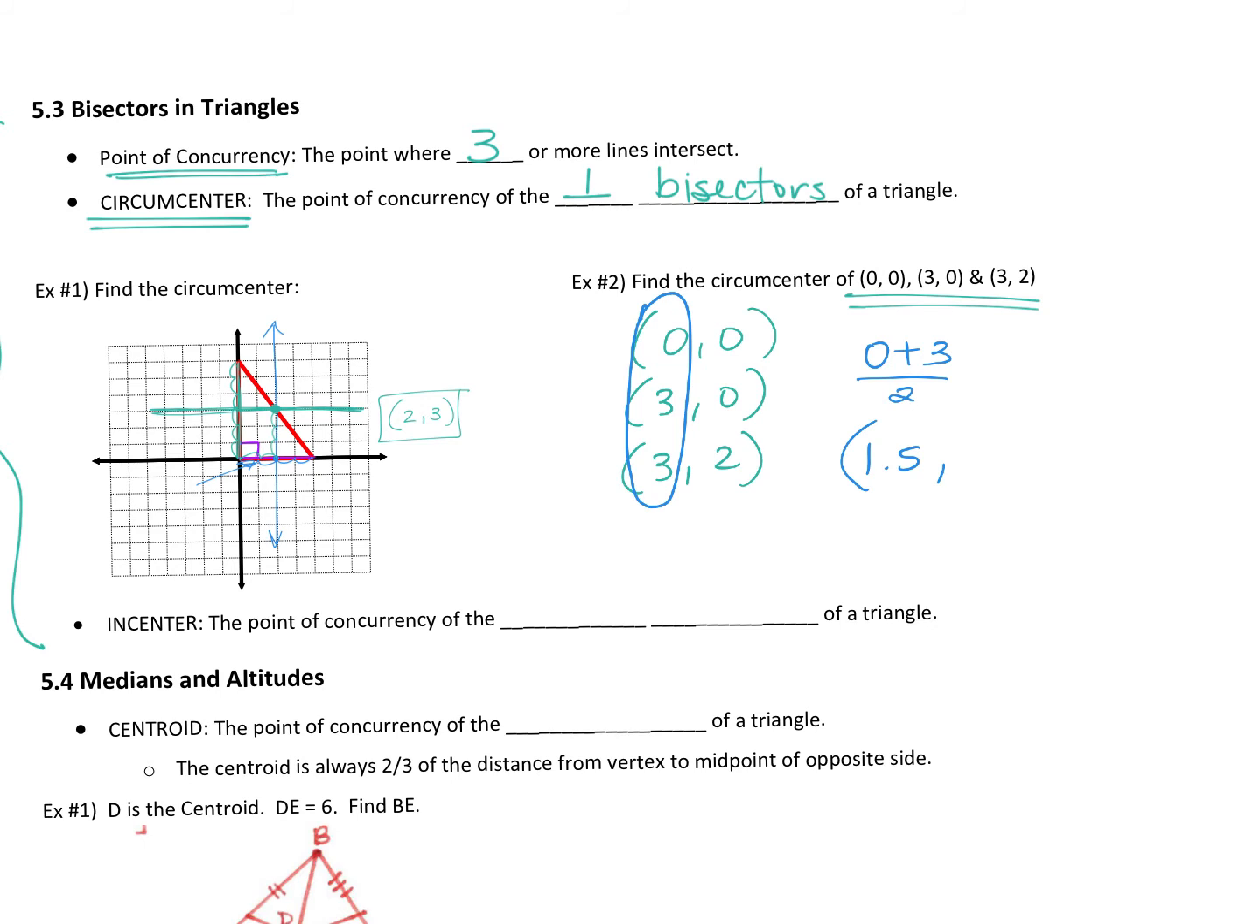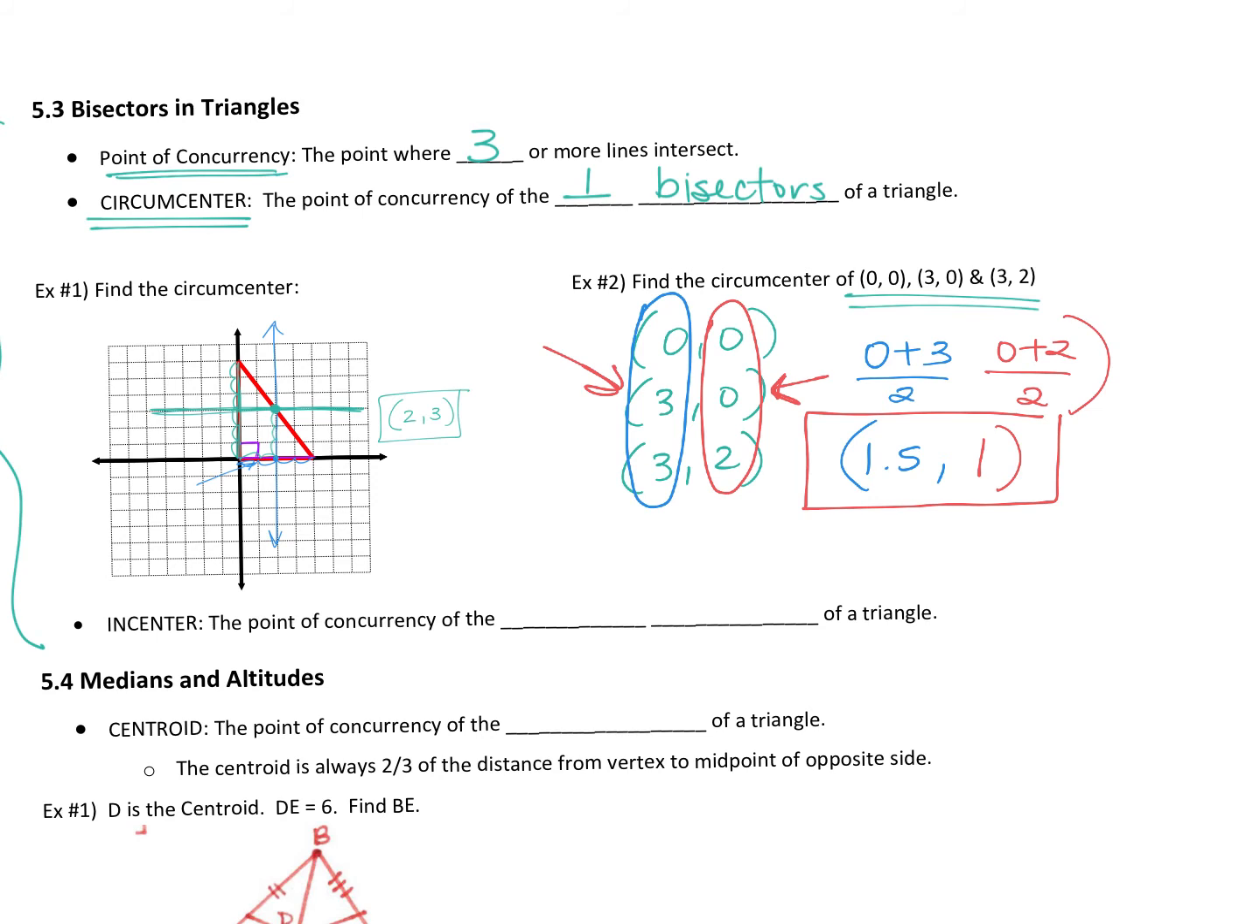Okay? Do the same thing on the other one. You have a 0, and a 2. We want the midpoint between those two different values. So you have a 0, you have a 2. We're going to go 0 plus 2 and cut it in half. So 0 plus 2 is 2. 2 divided by 2 is 1. So your circumcenter is going to be at the point 1.5, 1. So find the midpoint here, find the midpoint here, and you have your circumcenter.